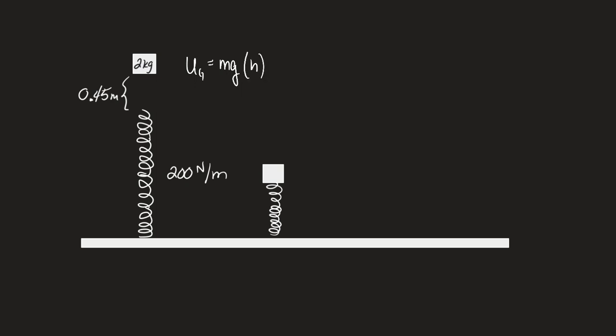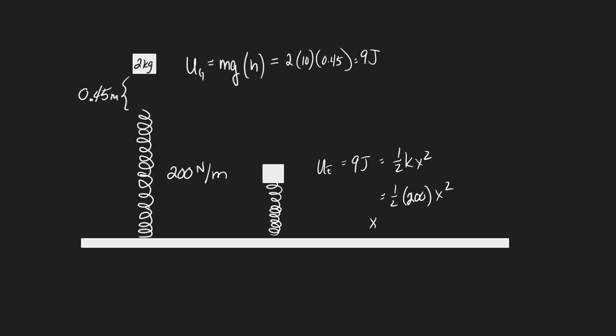And for many of you, that was 9 joules: 2 times 10 times 0.45. 9 joules of energy. You then expertly said, well, I have 9 joules of energy. The spring is now compressed, so the elastic potential energy must equal 9 joules, which is equal to 1/2 kx squared, or 1/2 times 200 x squared. 9 divided by 100, 0.09, square root of 0.09, 0.3, and you get your x equals 0.3.